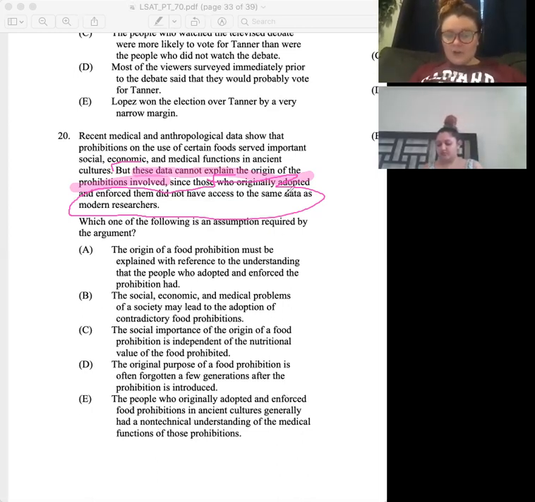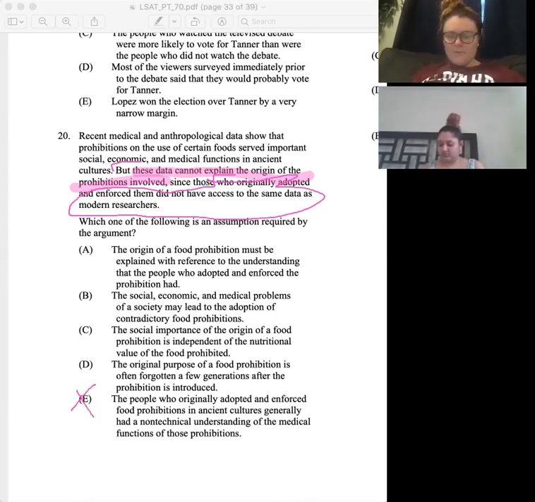Is this needed for our conclusion to be true? No, they could have all the technical understanding in the world, but they didn't have access to the same data. So their computer and our computers didn't connect. So that can't be our answer.